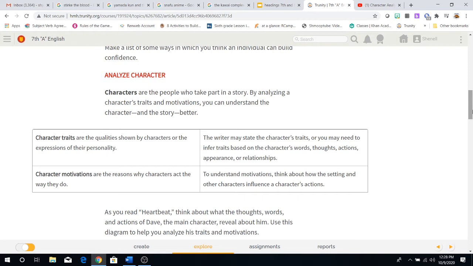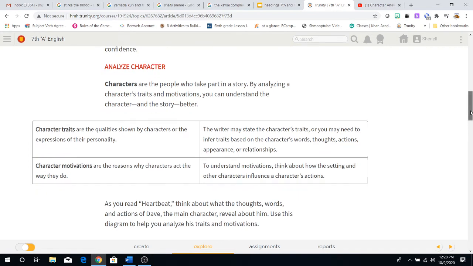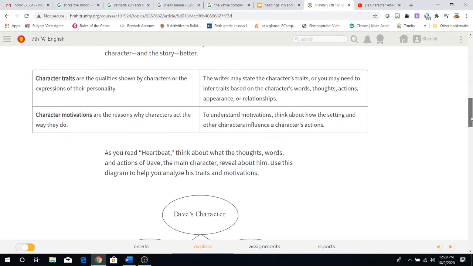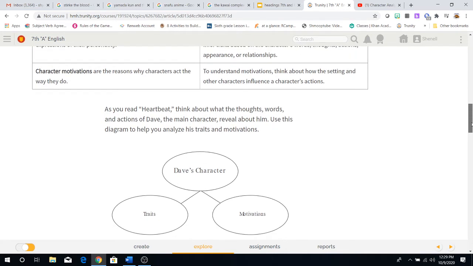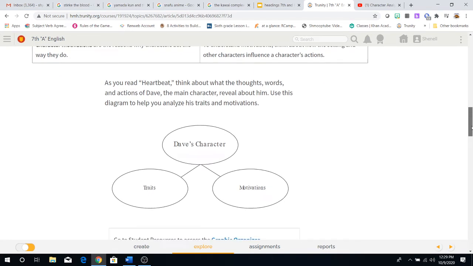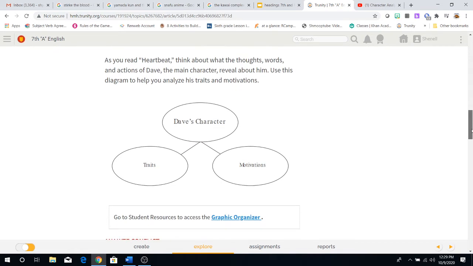The character's motivations are the reasons why the characters do something the way they do it. An example of that would be, to understand their motivations, you would have to think about how the setting and the other characters influence a character's actions. As you read Heartbeat, think about what the thoughts, words, and actions of Dave, the main character, reveal about him. Use this diagram to help you analyze his traits and motivations.